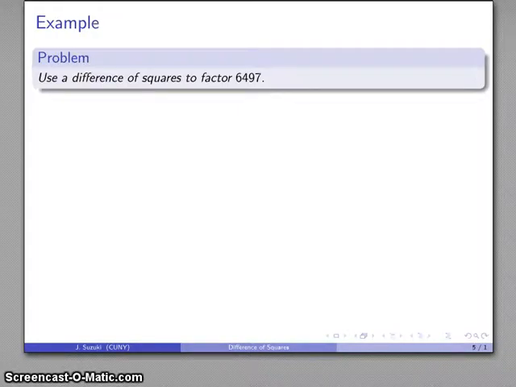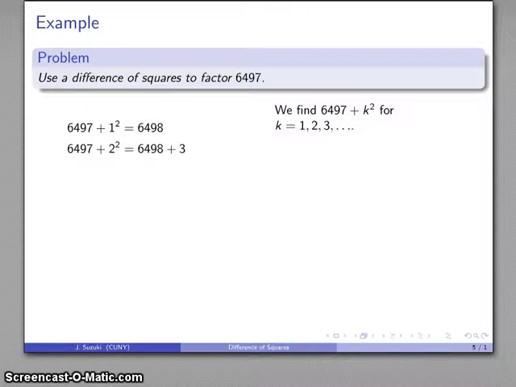For example, let's take a look at 6,497. So again, I'm going to find the results of adding the perfect squares to the number, and again, because I know what perfect squares have to end in, I can discard some possibilities right away. Now, again, my next perfect square is the preceding number plus the next odd number. So here I'm adding 1, my next value I'll add 3 to get 6501, not a perfect square. Next one, I added 3 to get this, I'll add 5 to get the next one.